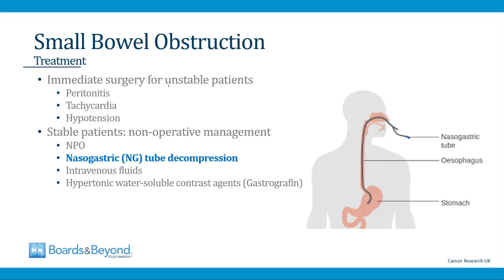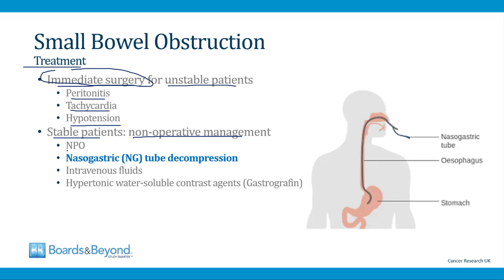First of all, if patients are unstable, they usually require immediate surgery. So patients who have evidence of peritonitis or unstable vital signs like tachycardia and hypotension, these patients are usually taken immediately to the operating room. Most patients with a bowel obstruction, however, will be stable, and it's very high yield to know that these patients generally do not require surgery and can be managed non-operatively.